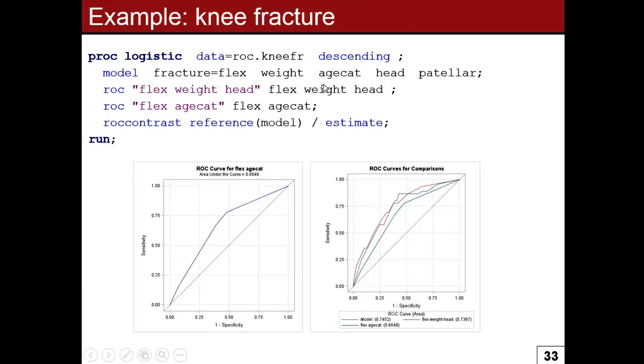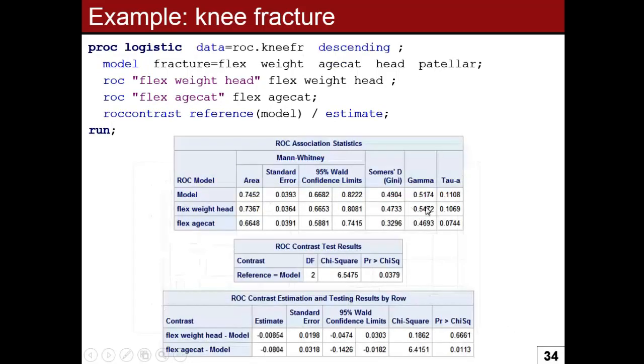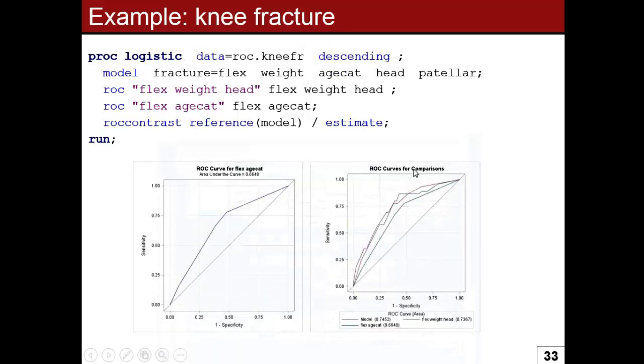So these two statements consider the following. It says, I'm going to consider a gold standard model that's got all five, and here's two reduced models, one with flex, weight, and head, and then flex and HCAT. This is the label. And so I'm asking SAS here, give me the two plots. And then there's this other thing called ROC contrast reference model estimate. And it asks for this thing on the right. Here we go. It's going to give me all of this. It's going to first give me all the plot ROCs overlaid on top of each other. There's three. Because this thing says reference model, that means gold standard.